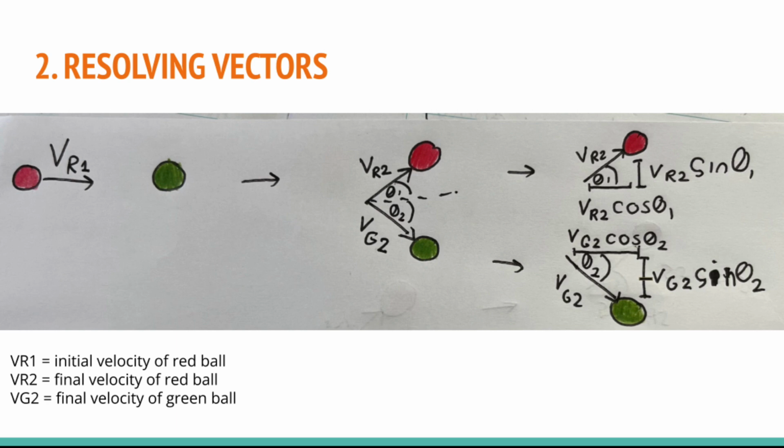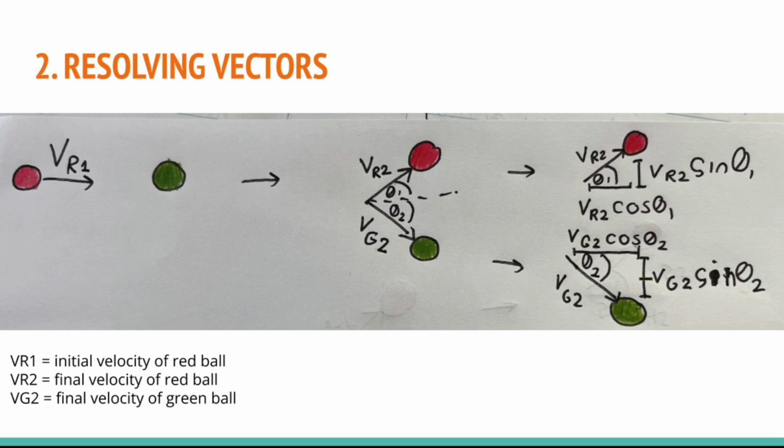And after this point, we want to work out their horizontal components and their vertical components. So as you can see, the VR2 sine theta is the vertical component, and it is a sine theta instead of a cos theta because it is on the side opposite to the angle.